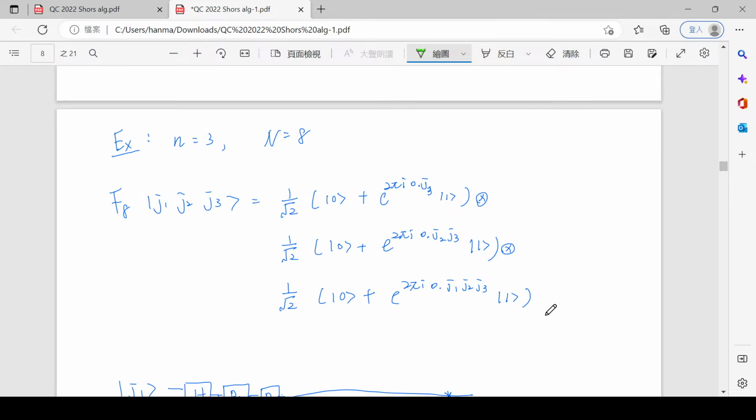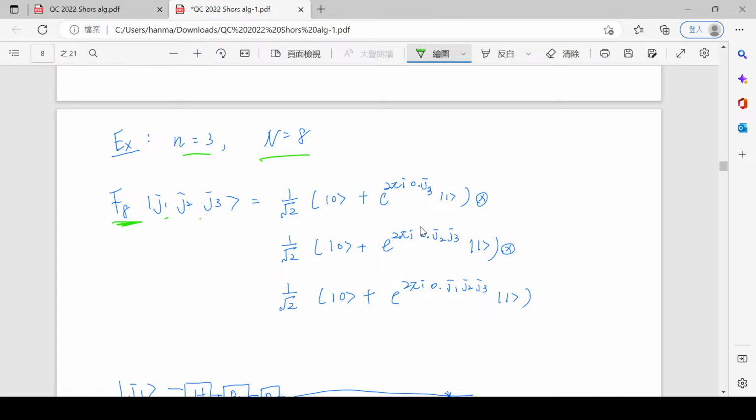So let's say we only have 3 qubits, and then big N equals 8, and we want to do the Fourier transform of 8 elements on this J1, J2, J3 state, so from 0 to 7.